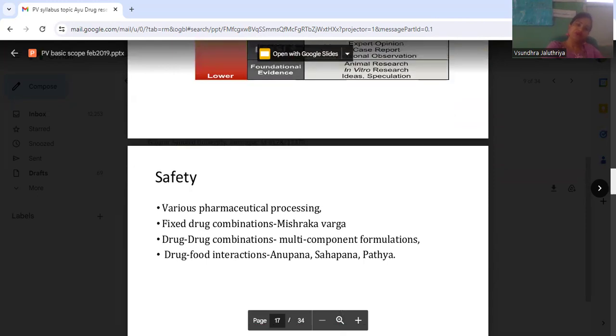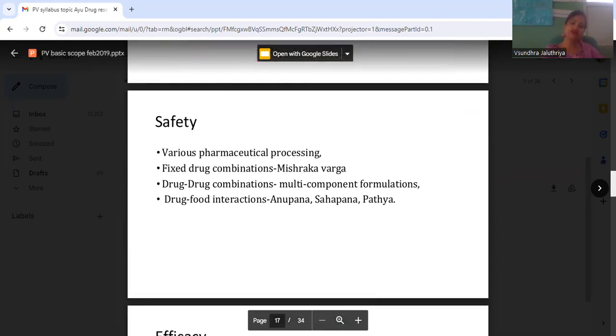Safety: various pharmaceutical processing, fixed dose combination, mishrak work, drug combination, multi-component formulation, and drug-food interaction, that is anupan, snehapan, sahapan, and pathya. For safety purposes, these are pharmaceutical processing, fixed drug combination, drug combination, multi-component formulation, and drug-food interaction, that is anupan, sahapan, and pathya.